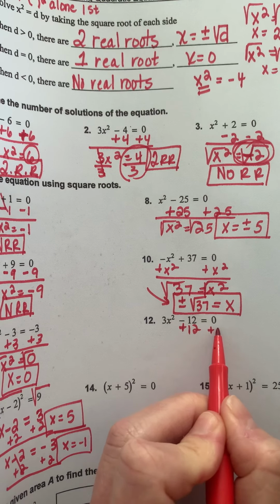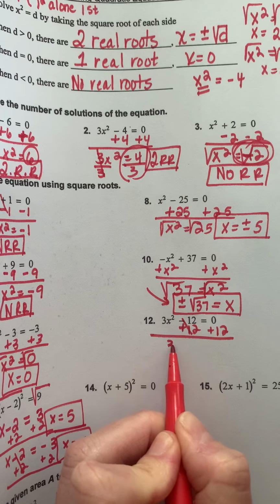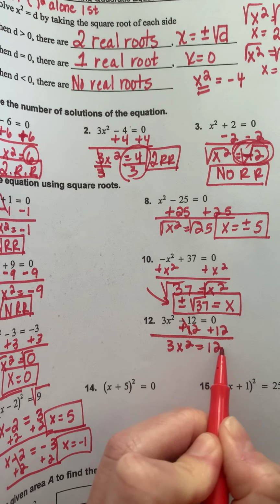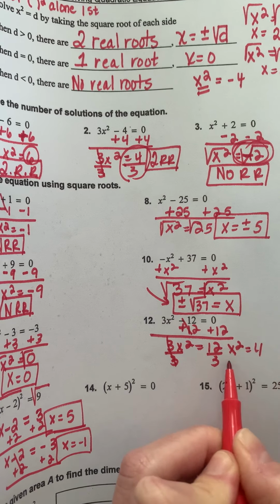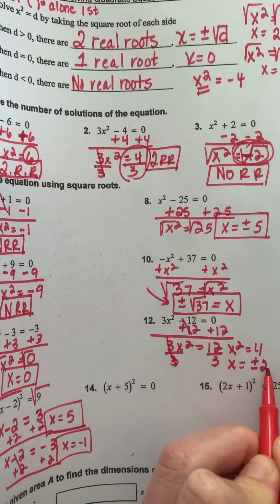Add 12. I know I'm going a little fast. You can pause me at any time. The last video was really long, so. X squared is 4, so x would be plus or minus 2.